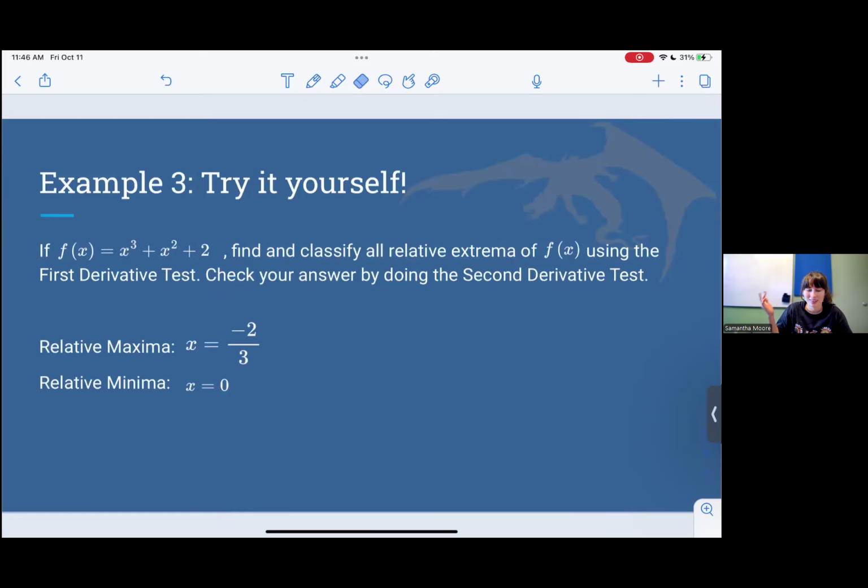Okay. Hopefully you did pause and try that. And what you should be seeing is that you're going to get a relative maximum at x equals minus 2 over 3, and a relative minimum at x equals 0. And that should be your full set of relative extrema that you can find using either the first or second derivative tests.